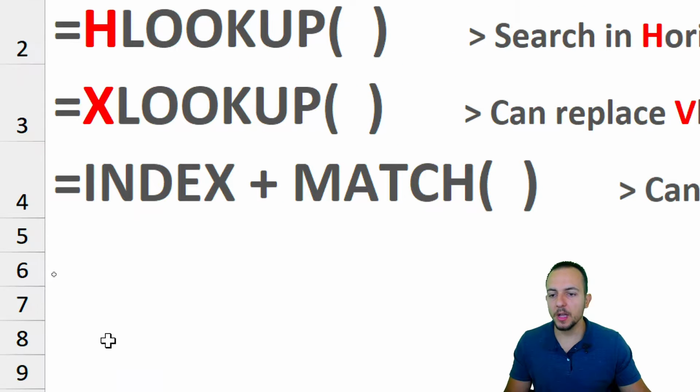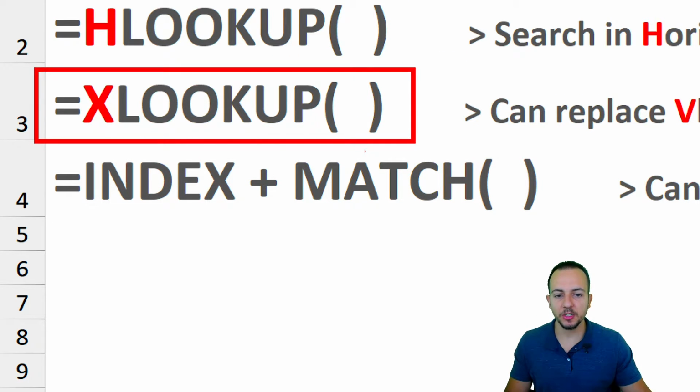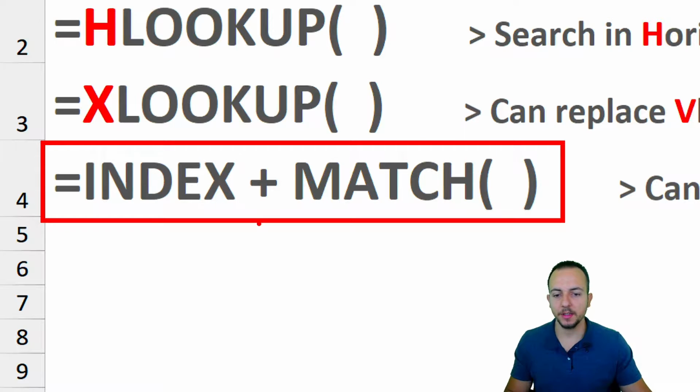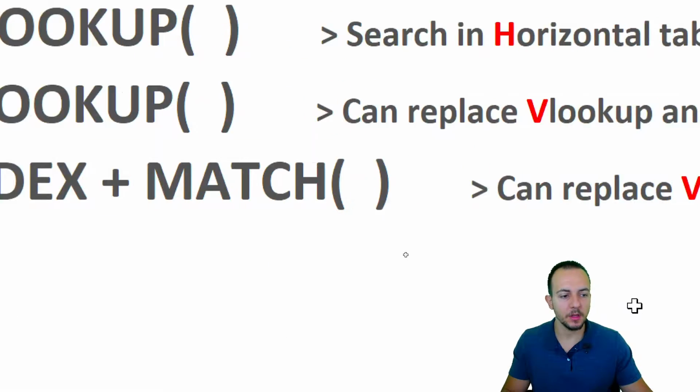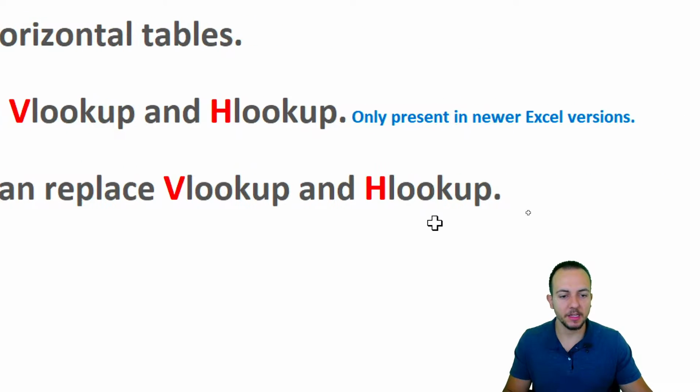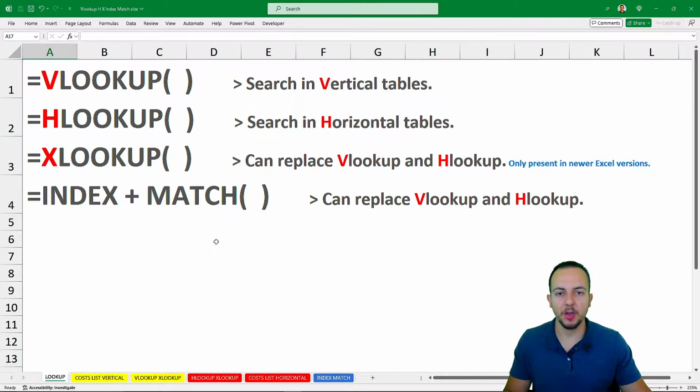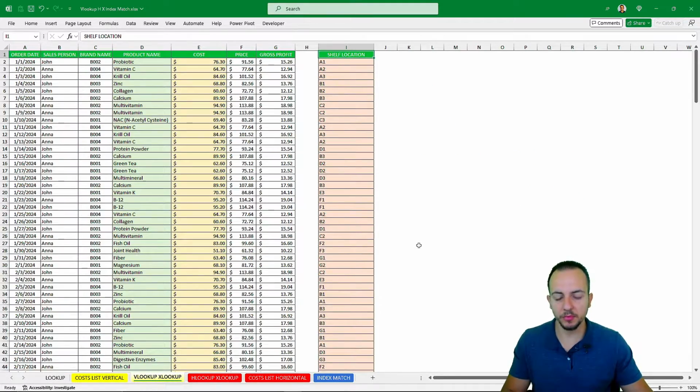So if you do not have the Xlookup function, you can of course use the index match function, because if you do not have the X, you can use the index match function. It's going to solve the same problems. It can replace again the Vlookup and the Hlookup function. And if you have an older Excel version, probably you have the index and the match function. But now let's go to the first practical example.